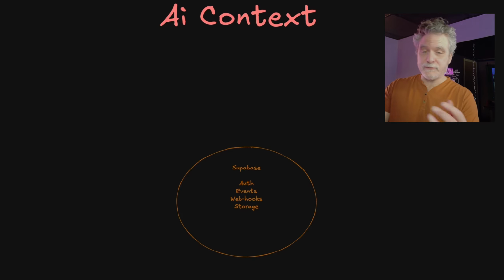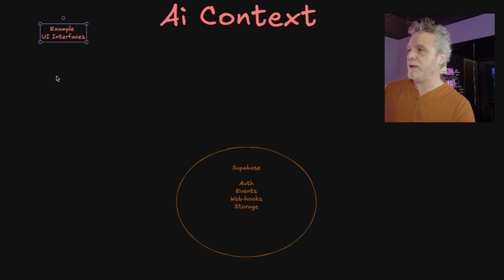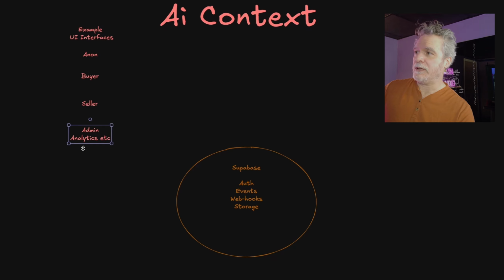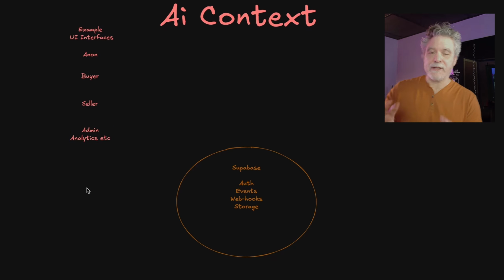This is for some. And so let's think for a moment. We're going to talk about an application like eBay. Now, we're going to talk about interfaces, user interfaces. So you have your interface for the anonymous user, you have your interface for the buyer, you have your interface for the seller, and you have your interface for the admin type people. So technically, that's 4 interfaces.